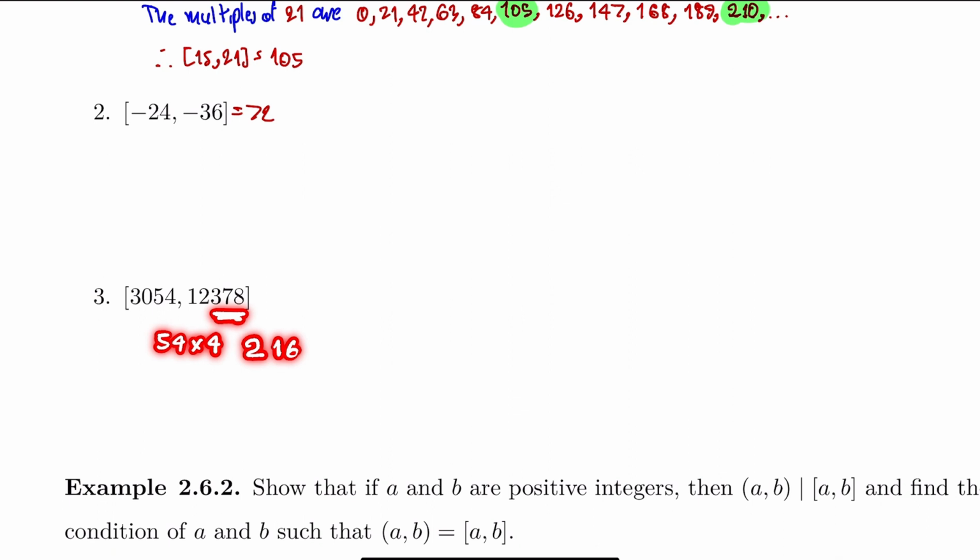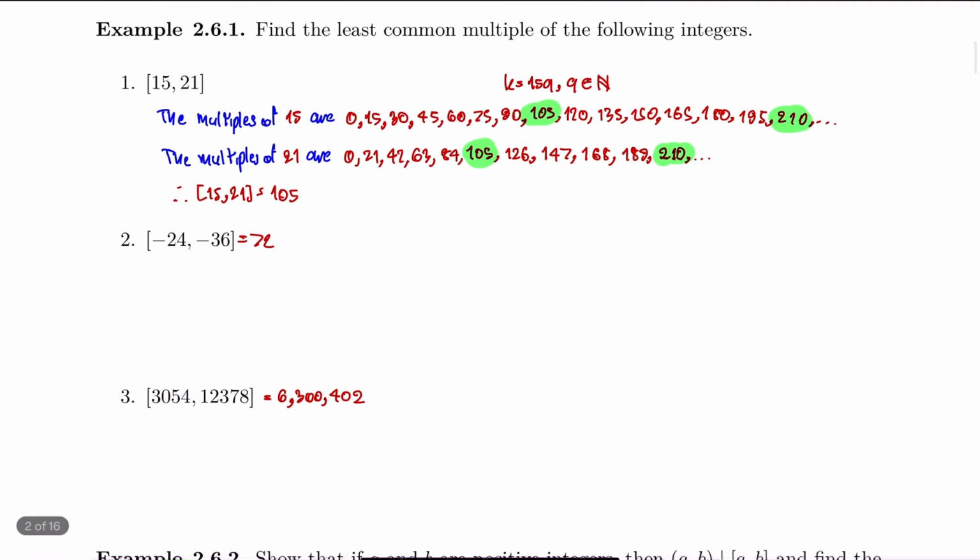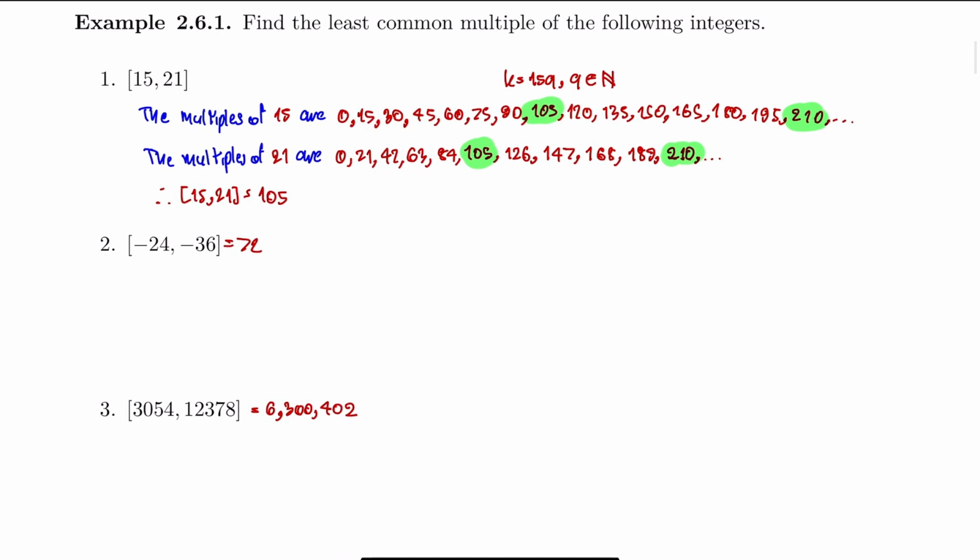It's going to be a hard time to find the least common multiple, but I'm going to tell you that this is 6,300,402. These are the least common multiples of these pairs of integers.